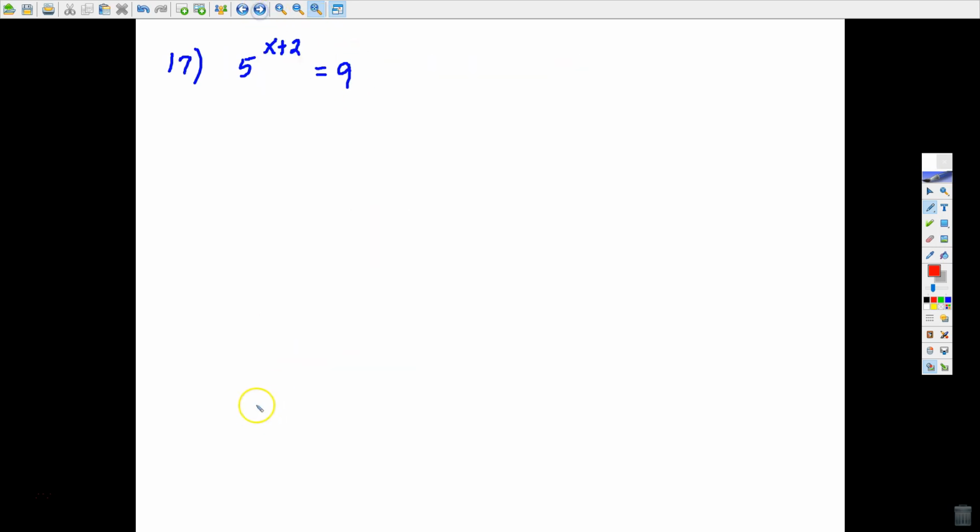Very good. We're moving right along. Okay, now this is an exponential equation. So we looked at a couple of log equations. Now let's take a look at how exponential equations are solved. So I'm going to turn this into a log equation.